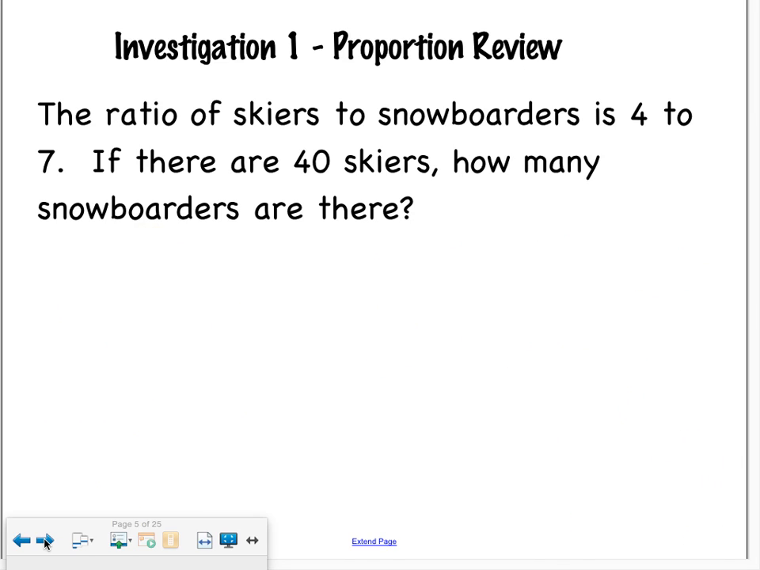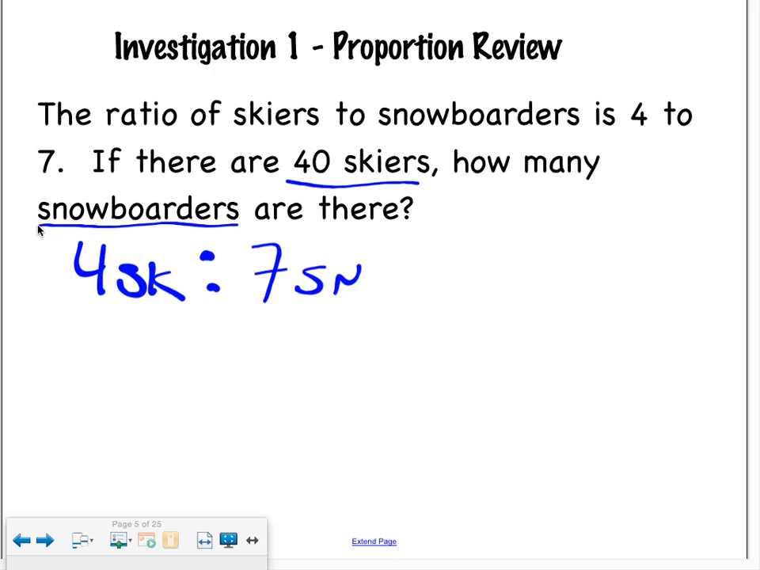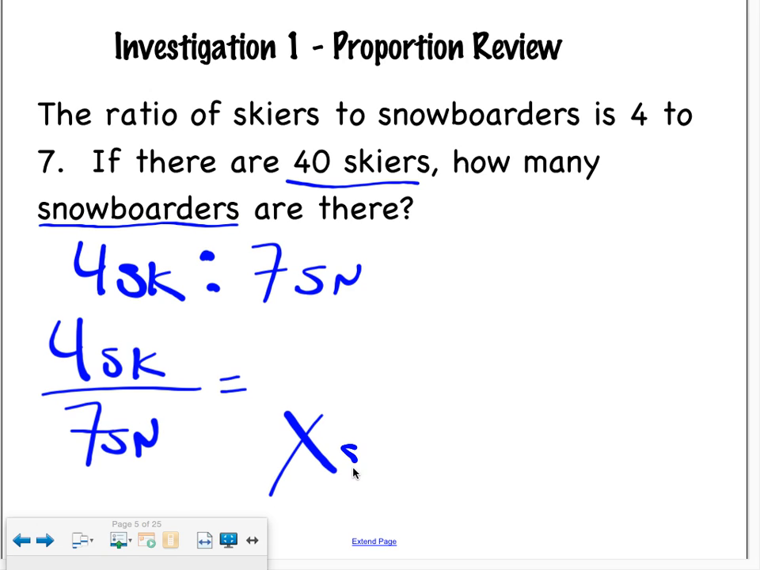Moving on, for this one we want the ratio of skiers to snowboarders. Skiers to snowboarders is 4, let's say SK for ski, and 7 SN for snowboarders. They tell us that there's 40 skiers, and we want to figure out how many snowboarders there were. Instead of using a part to whole comparison like we did last time, we're going to use the parts. So 4 skiers to 7 snowboarders is what we are given. We want to find out how many snowboarders: X snowboarders for 40 skiers.